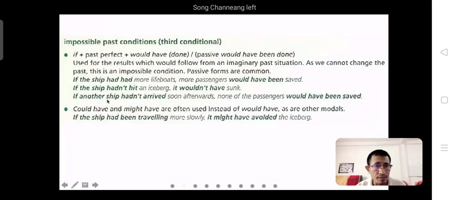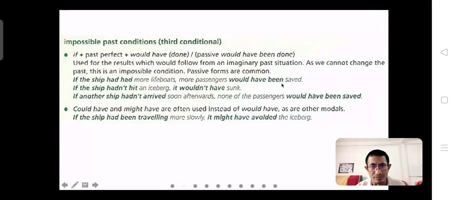Let's say, if the ship had more lifeboats, more passengers would have been saved. So what happened to the ship? The ship did not have more lifeboats. You know lifeboat?